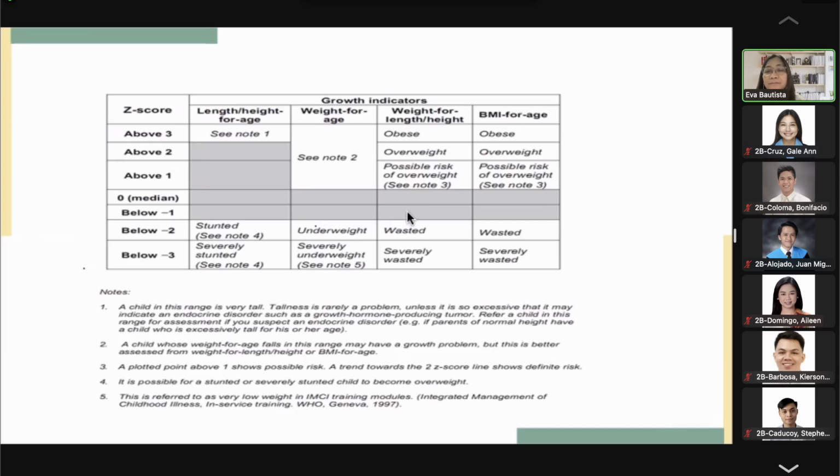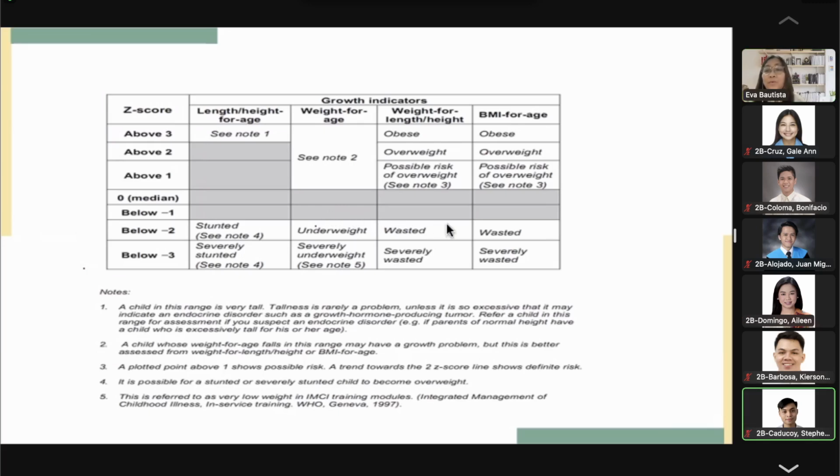No wasting. If it's a weight for age, Z-score of -2, still hindi siya underweight. Kasi ang underweight is below -2. So kasama pa siya rito sa below -1. Diba? That's the range until -2. Am I clear? Yes po.